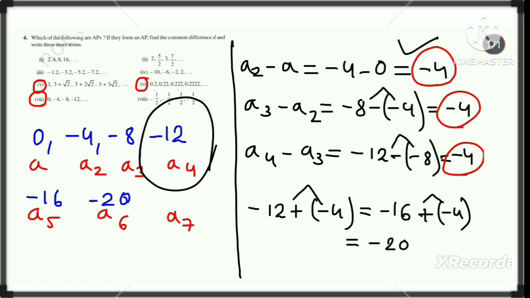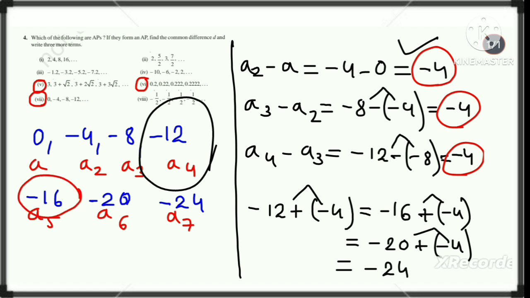Similarly, to get the 7th term, we have to add the common difference to the 6th term, and the common difference is minus 4, and here also plus into minus is minus, and minus 4 and minus 20. After adding, we obtain minus 24, and this is our 7th term. 7th term is minus 24. Okay students, in this way we have obtained its 3 more terms, that is minus 16, minus 20 and minus 24.